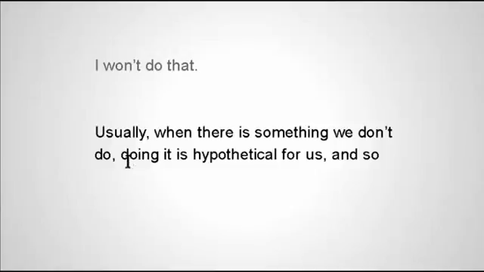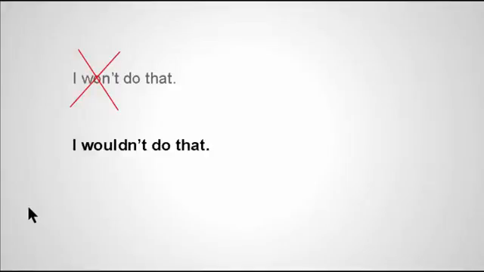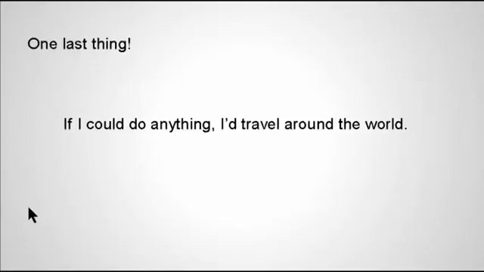Another example of a problem students have is when they say, I won't do that. We usually wouldn't talk about won't in something we wouldn't do. Usually when there's something we don't do, doing it is a hypothetical situation for us. So don't say, I won't do that. Instead, change it to, I wouldn't do that.